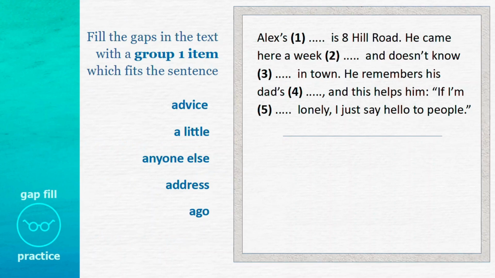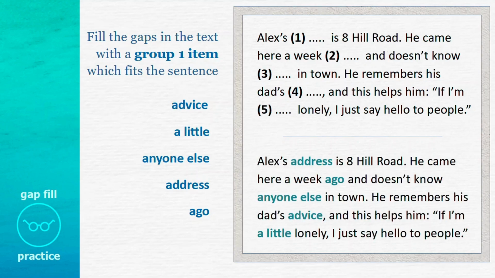So now we have seen some of the items from Group 1. Let's try practicing them with this exercise. So you see there are 5 gaps in this text, and on the left in blue you see the 5 items that we must put in the right place. So pause the video. You can take as long as you need. And now if you are ready, let's see the answer and we'll read the text with the gaps filled together.